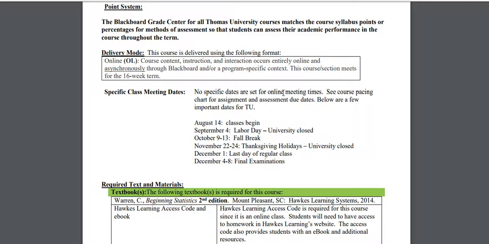Alright, so this is an online class. The course content, instruction, and interaction occurs entirely online and asynchronously through Blackboard and specific software. And that specific software is going to be Hawks Learning.